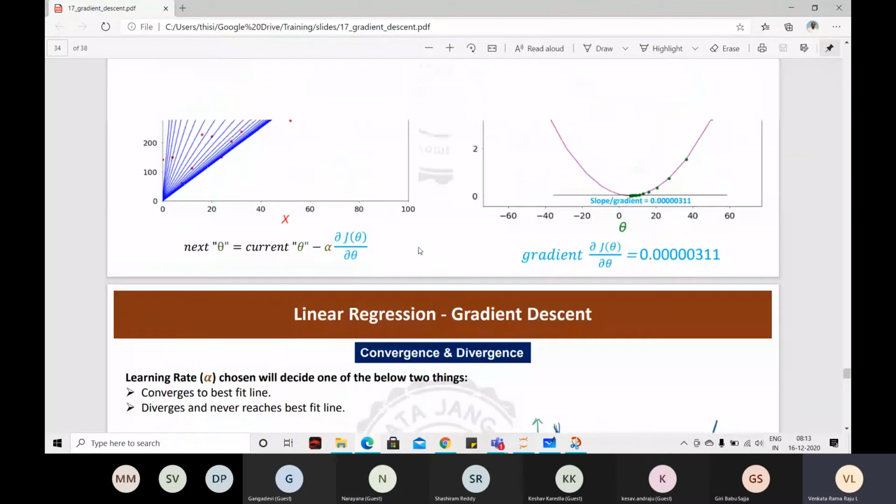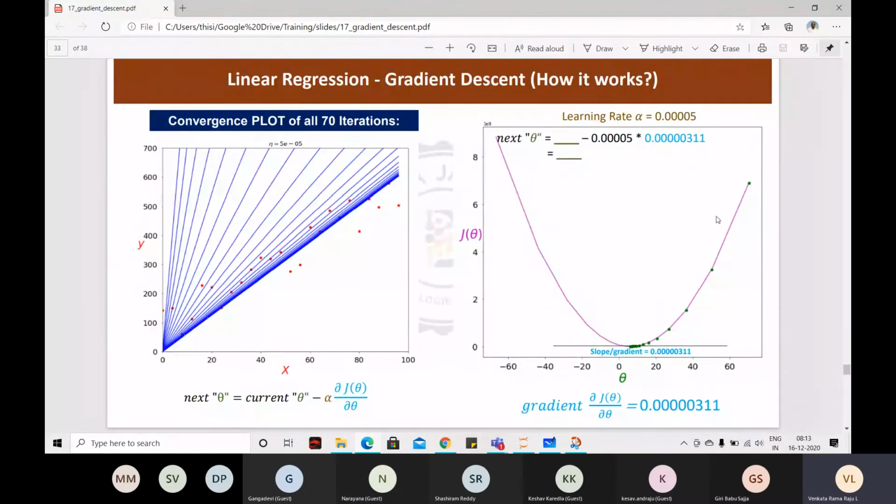So here, the algorithm's focus is always on theta and the cost function, not on x and y. X and y will get fixed automatically. The equation will get fixed automatically when you move theta in the right direction and reach a place where the slope is zero. Okay.